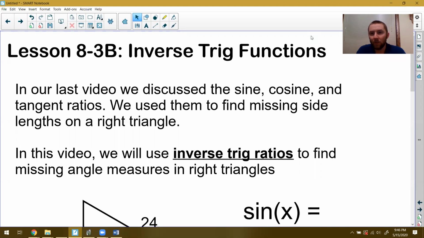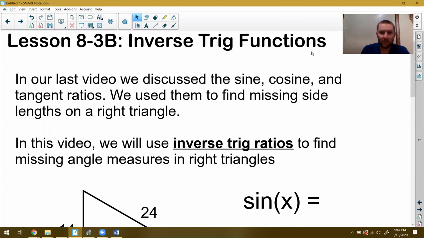In this video we're going to continue our discussion about trig ratios and apply them in a little bit different way. We're going to use what we call the inverse trig ratios, also known as inverse trig functions, to find missing angle measures in right triangles. In our last video we talked about how we can use the sine, cosine, and tangent ratios to find missing side lengths in a triangle if we know one of the angles. In this video, we're going to talk about how we can find missing angle measures in a right triangle if we know two of the sides.